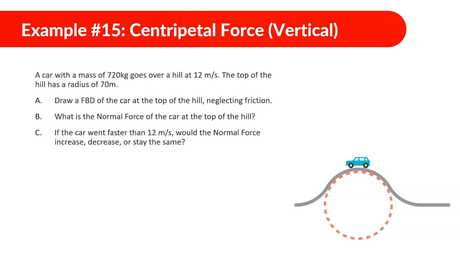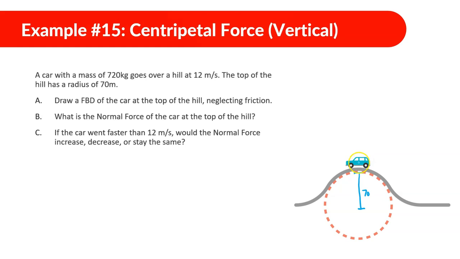Okay, so let's do some mathematical problems. Sometimes this helps us to make it make more sense. A car with a mass of 720 kilograms goes over a hill at 12 meters per second. The top of the hill has a radius of 70 meters. I know it's hard to imagine a hill having a radius, but anything with a curvature has a certain amount of a radius. Alright, draw a free body diagram of the car at the top of the hill.